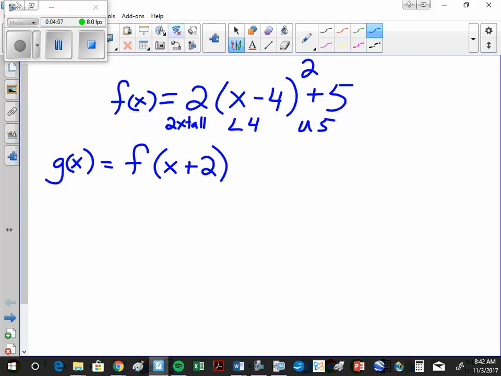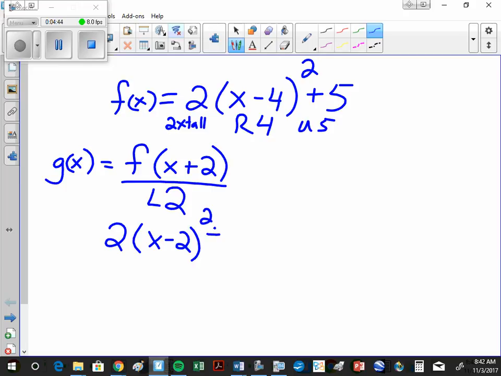Everybody understand that? And then what happens in this graph? Or sorry, that's right 4. I did that wrong. This is right 4. Left 2. So g of x looks just like f of x, but wherever f of x landed, we're going to go to the left 2. So what would the equation for g of x be? It would be 2 times x minus 2 squared plus 5. Does that make sense?